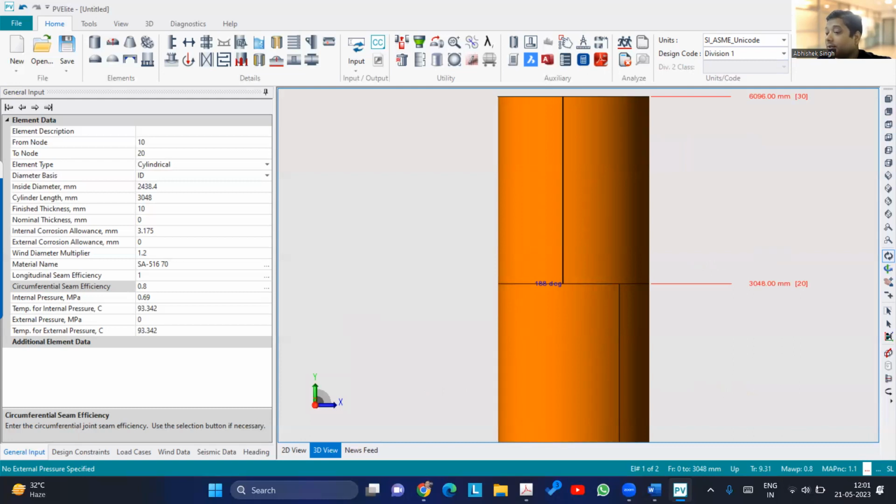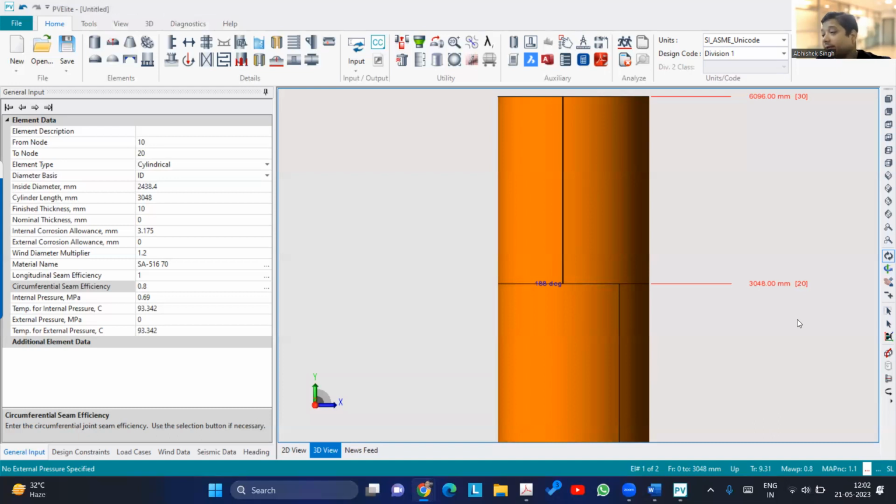Getting it now, Jagdish? Is it making sense? Yes, sir. Okay, thank you. So in another case, if there is a long seam in the shell and RT2 is applicable, and the head is seamless, in that case what will be the joint efficiency of the circumferential seam between head and shell? Yes, head to the same shell.